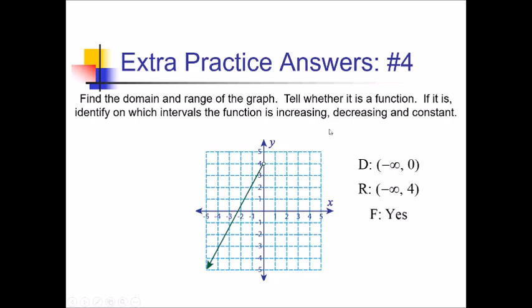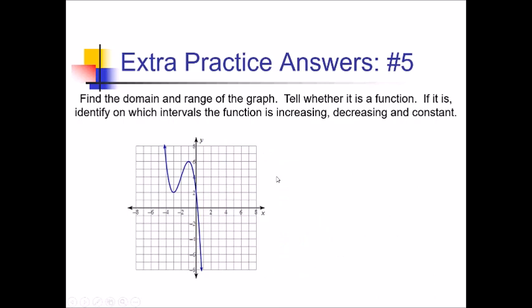And finally, for increasing, decreasing, and constant, along the whole interval where this function exists, we are going up and to the right. So that means that we are increasing everywhere this function exists. So we're going to be increasing along the domain here from negative infinity to 0. And then we don't have any constant or decreasing intervals anywhere, so we're done with this one.